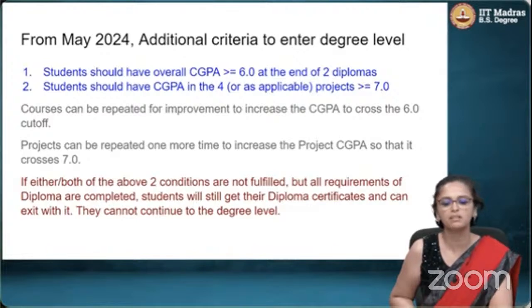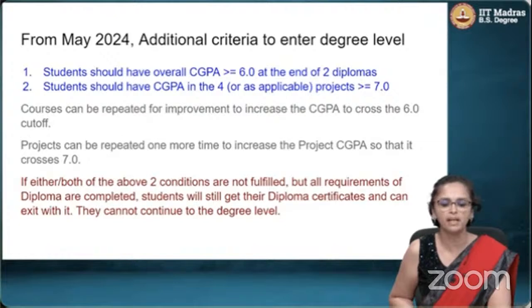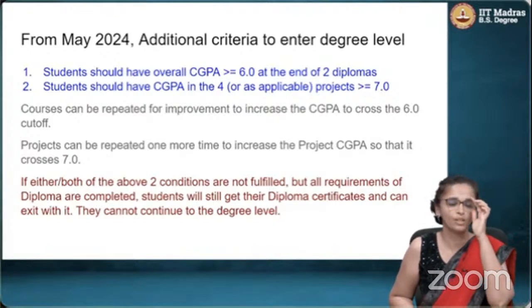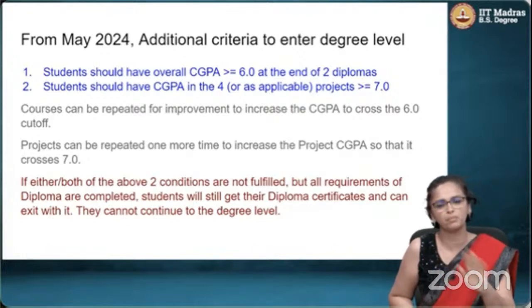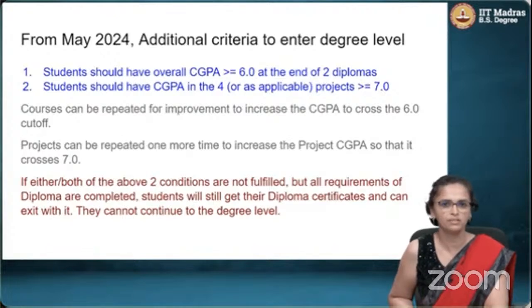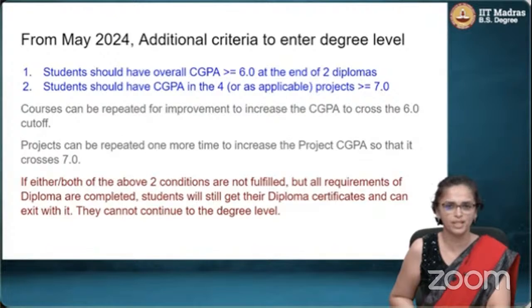The second condition which is there is you should have a CGPA of more than 7.0 across the diploma projects that you have done. So assuming you have done all 4 projects, say, or maybe you have done 3 projects because you started your diploma course in September 21 or Jan 22 when the projects are merged with the theory.